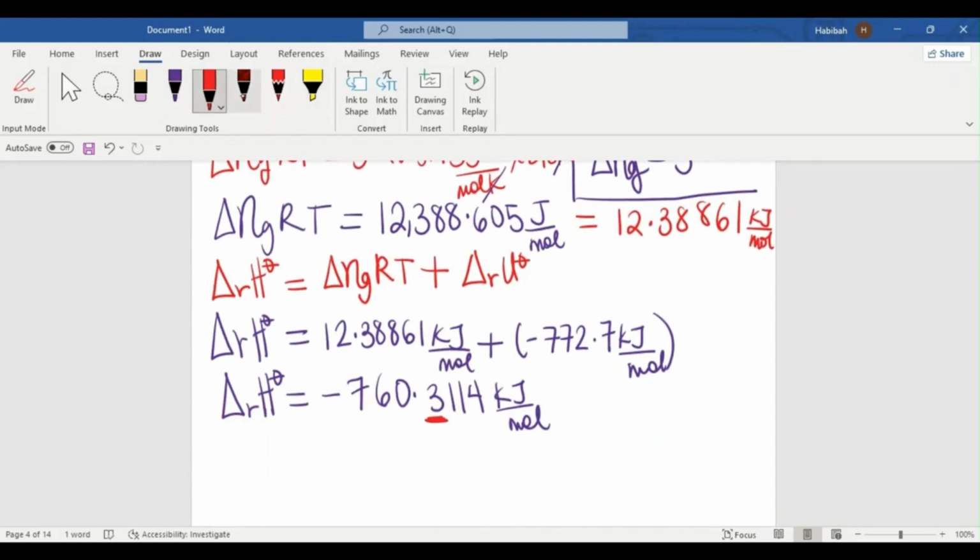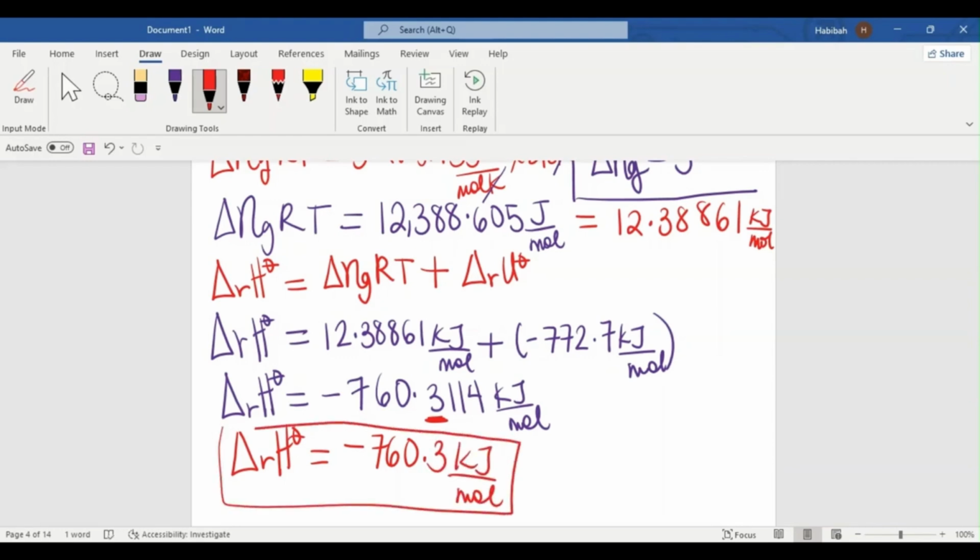So we end up having the change in enthalpy for the reaction to be negative 760.3 kilojoule per mole. So this is basically how you answer this question, and this is the answer to this question.